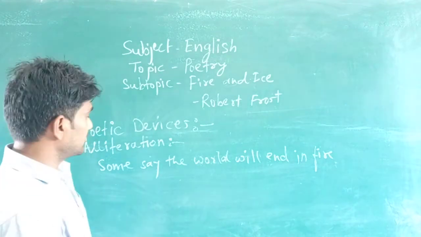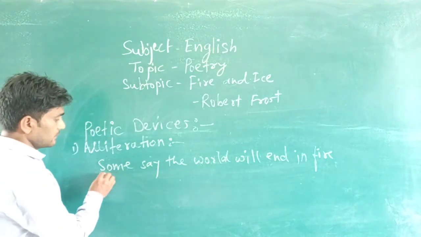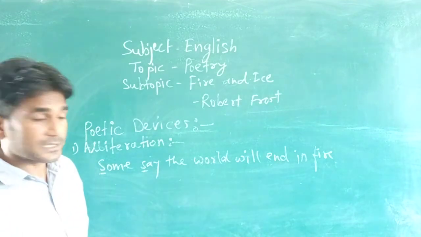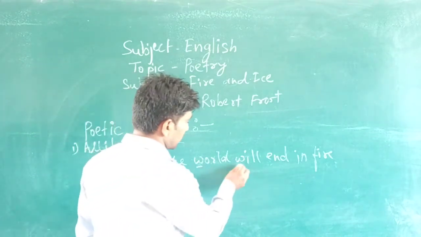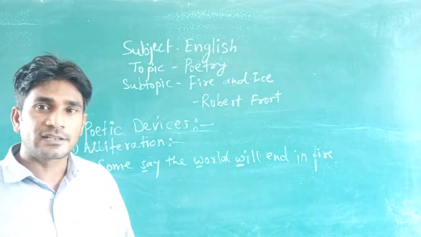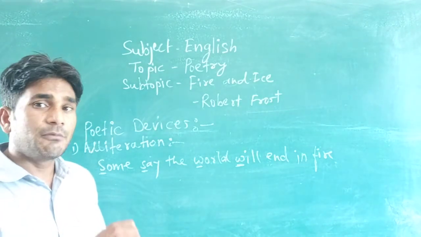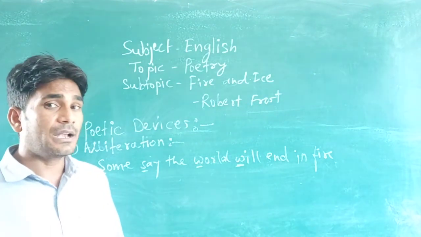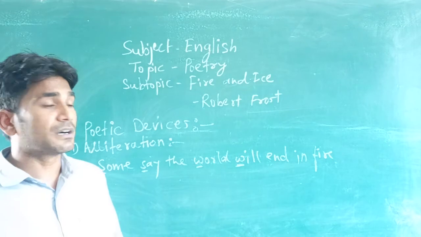So look at this sentence. Some say, sir. The sir sound is repeated there, as well as the were sound in the same line. एक ही line में दो example दे दिए alliteration के, sir sound and were sound. Some say, sir sound. World will, were sound.